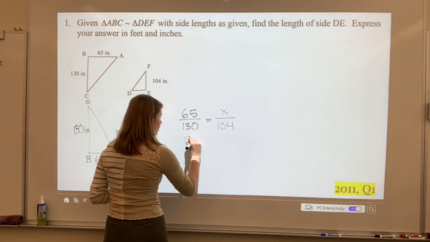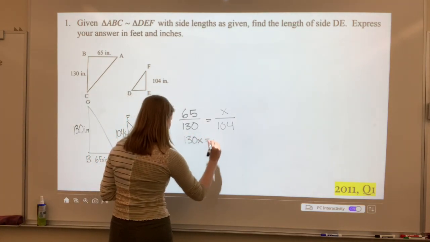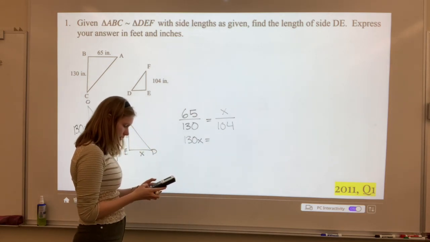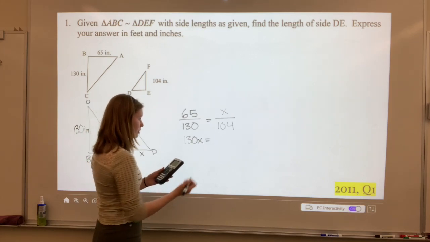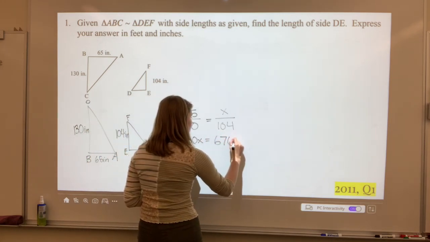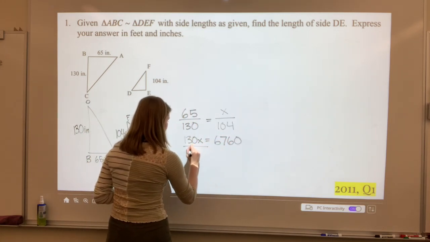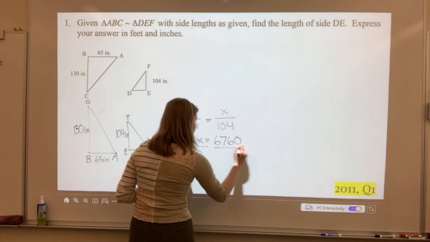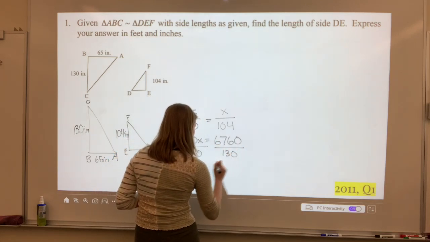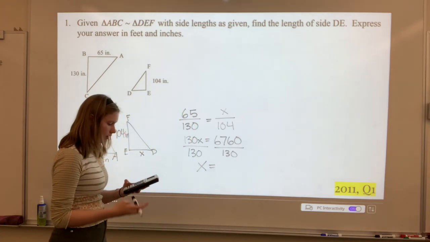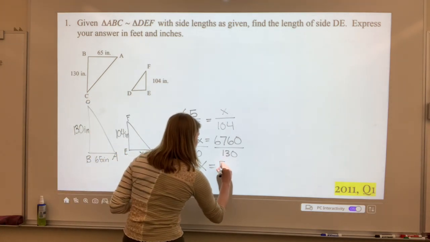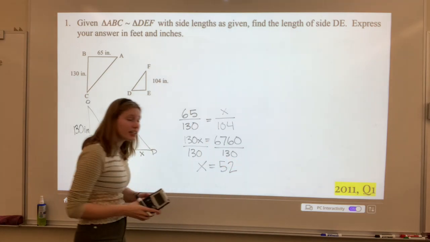So all we need to do from here is cross multiply and solve for x. So we have 130x is equal to 65 times 104, which is 6,760. Divide both sides by 130. So we have x is equal to 52. So that's our answer in inches.